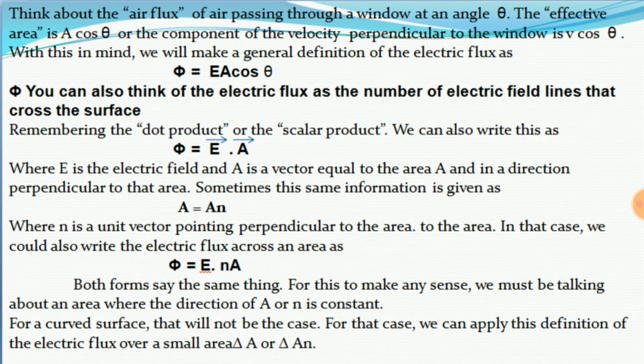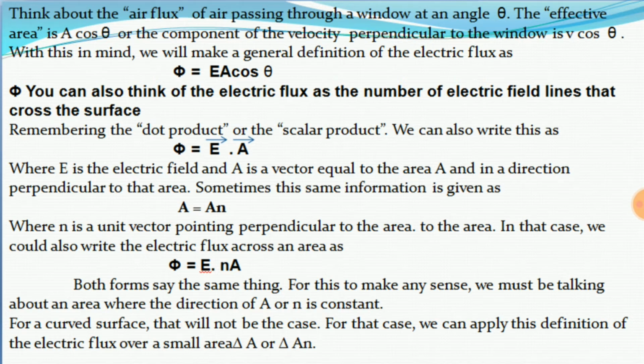Remembering the dot product or the scalar product, we also write phi is equals to vector E dot vector A, where E is the electric field and A is a vector equal to the area A or capital A and in a direction perpendicular to the area. Here we have to remember that the capital A is also known as area vector, and area vector is a vector quantity and it is always perpendicular to the surface which we consider.